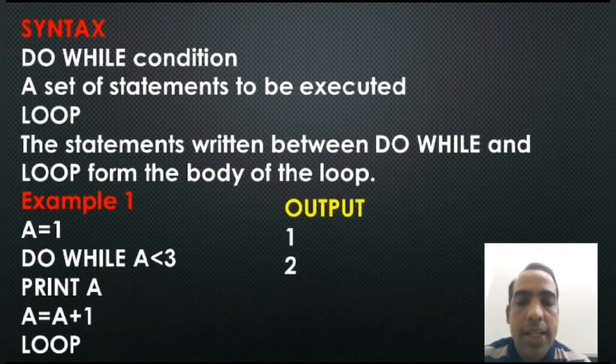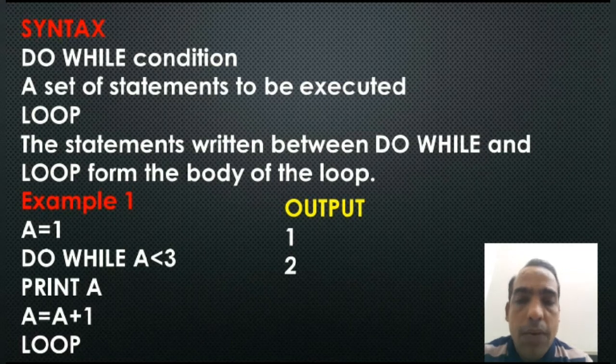Now you can see the syntax of do while loop. First we have to write do while, after that we have to write condition, then a set of statements to be executed again and again. After that we have to write loop statement. The statements written between do while and loop form the body of a loop.